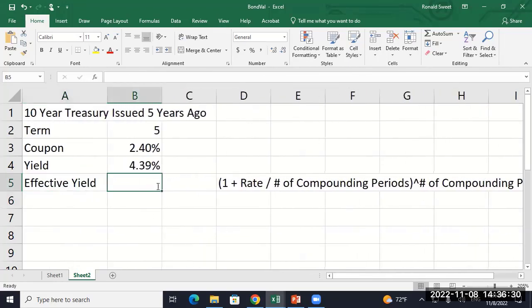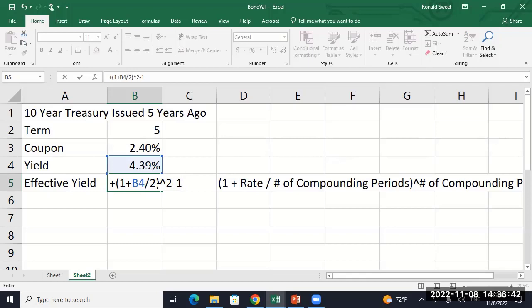So what are we going to do? 1 plus that rate divided by 2, raised to 2, minus 1. And it has to be higher than 4.39 because we're compounding 4.39, but twice a year. So we'll get 4.44.